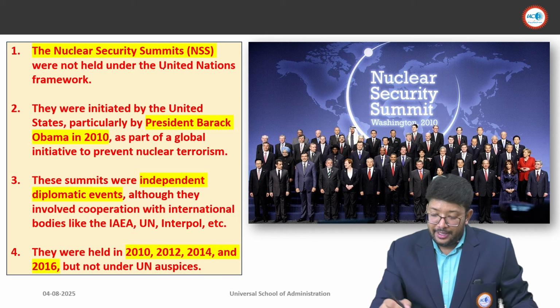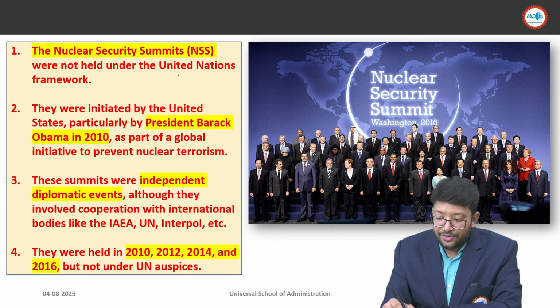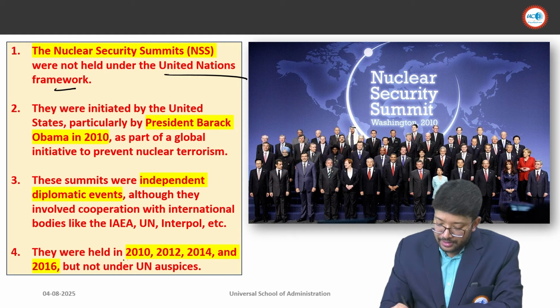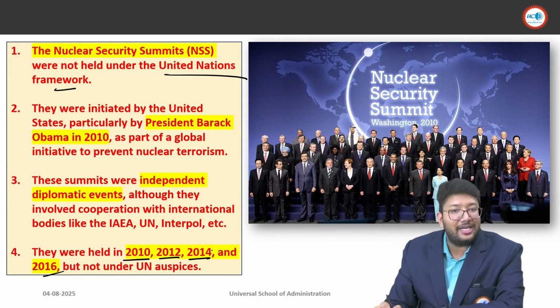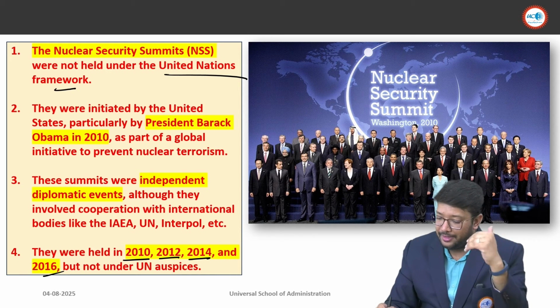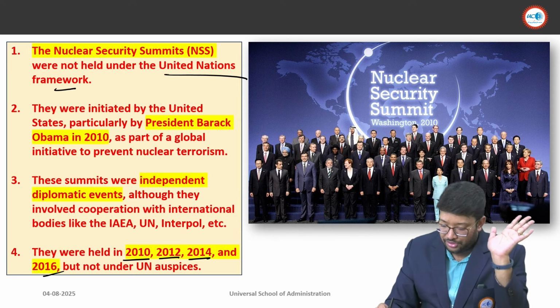So nuclear security summits were not held under the United Nations framework. Remember, this initiative was taken by President Barack Obama in 2010, and till now, 4 summits have happened: 2010, 12, 14, and 16. But not under the UN. And since 2016, we have not had any. America has not conducted any nuclear security summits. You have to remember that.